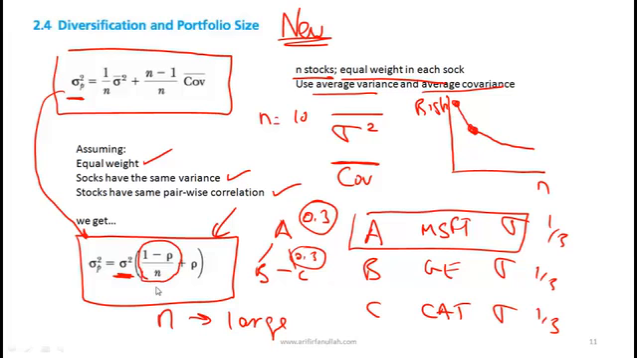This becomes what? 1. This becomes 1. If the denominator becomes very large, what will happen? If n becomes very large, this becomes close to 0. So then what does your variance become? The variance is then sigma squared into the correlation. So if you are given that your portfolio is becoming large, then the variance of the portfolio simplifies to this.